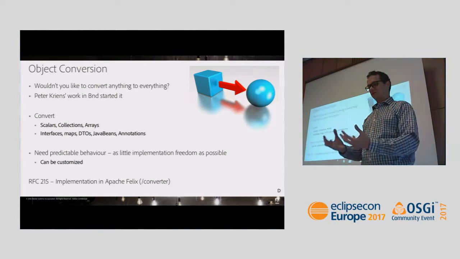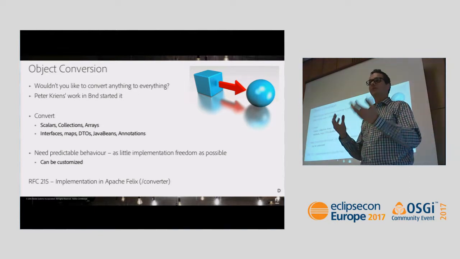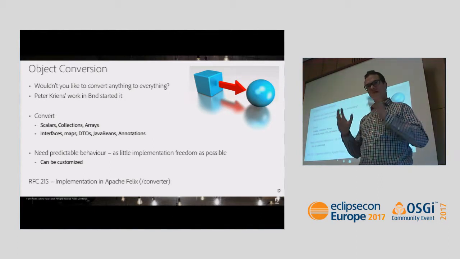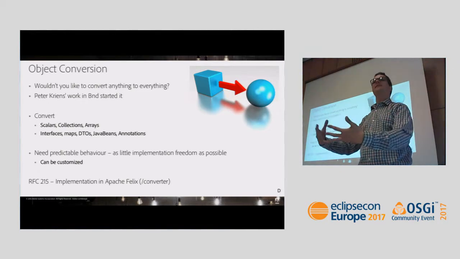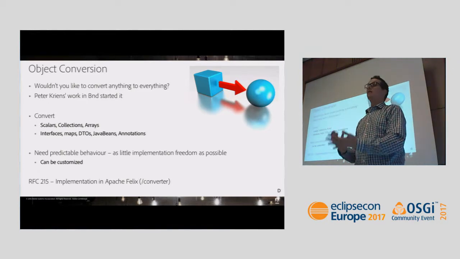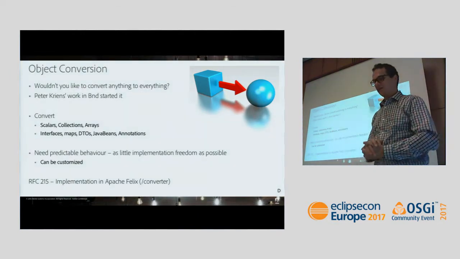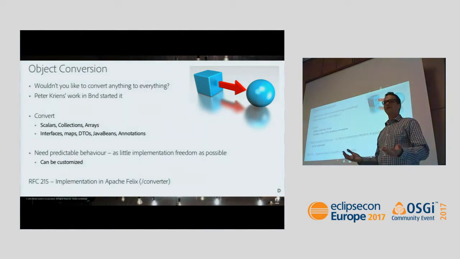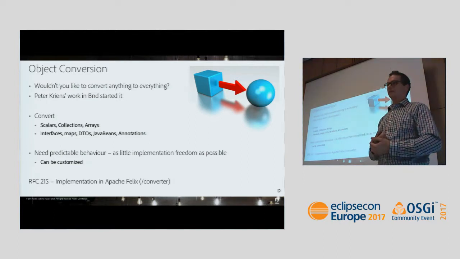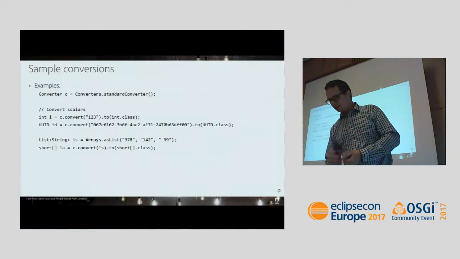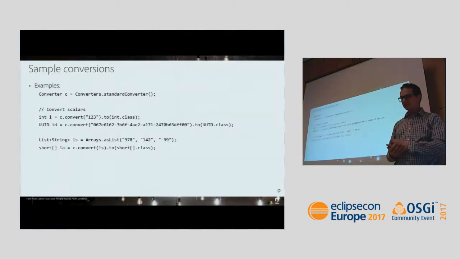So because this converter, the idea is that people use it everywhere, we wanted as little implementation freedom as possible, so the spec tries to kind of nail that down completely for you, but we also acknowledge that it may not be exactly what everybody needs. So while it has completely predictable behavior, it can also be customized. You can create your own custom converters to tweak it a little bit, to make it useful for your own purposes. So let's have a look at how this works.